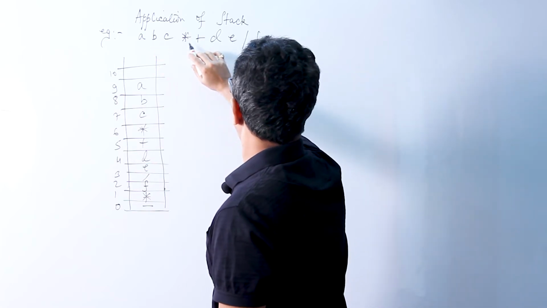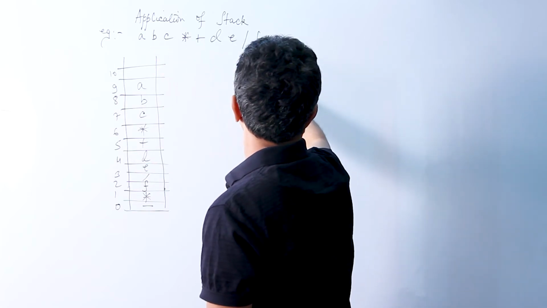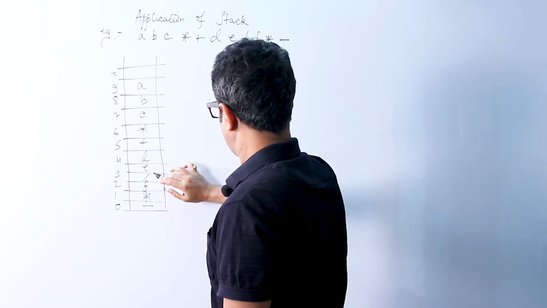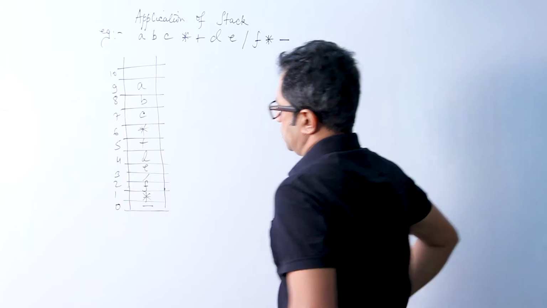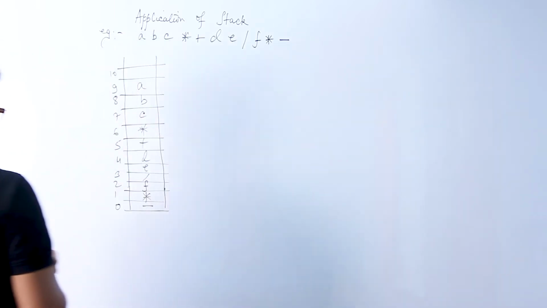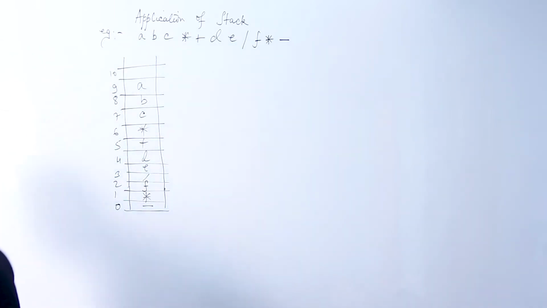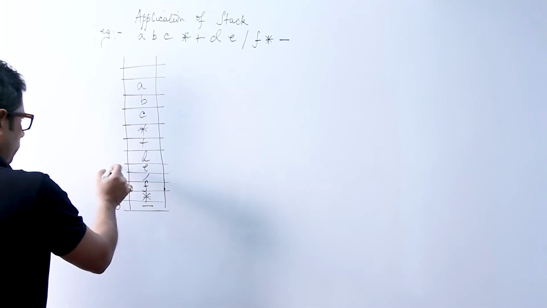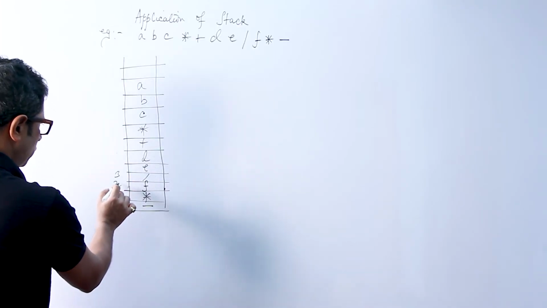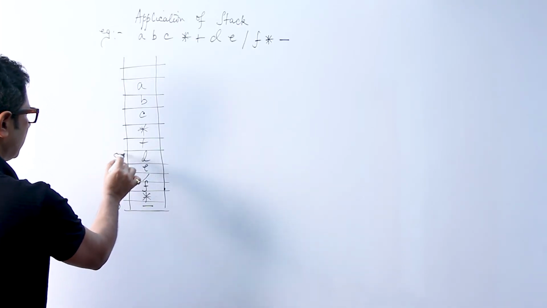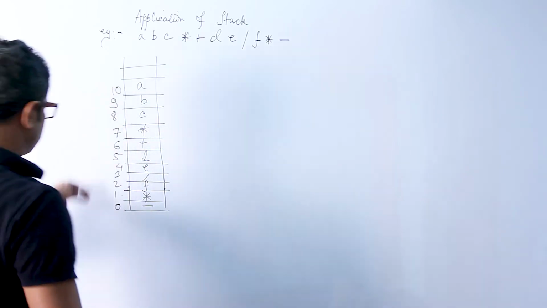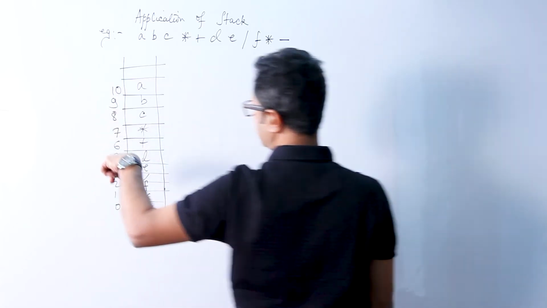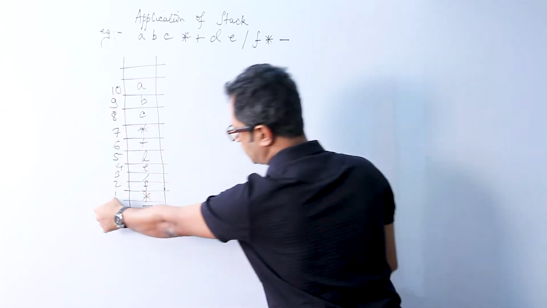I think I have made some mistake in the numbering. So the numbering will be like this: 0, 1, 2, 3, 4, 5, 6, 7, 8, 9, 10. So this is 0 to 10. So all the 11 elements are there, just the numbering was a little bit wrong.